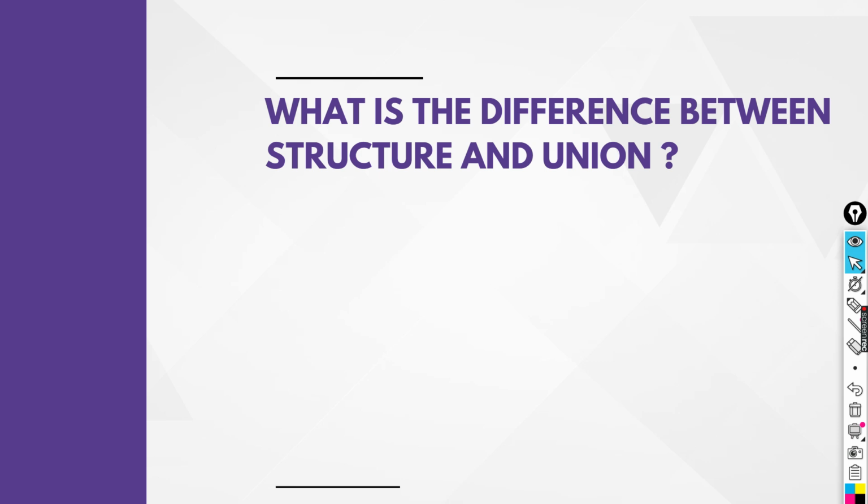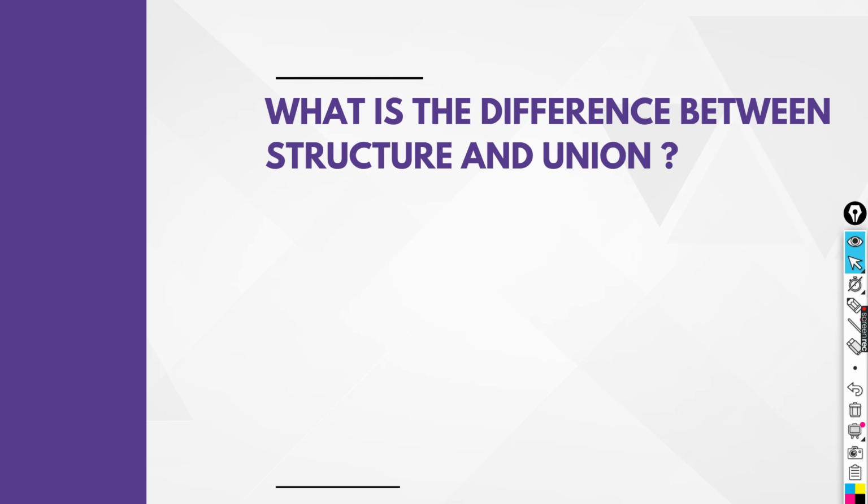Hello everyone. Let's see a C interview question. What is the difference between structure and union? In C, structures and unions are both used to group different types of variables under a single name, but they differ in how they store and manage memory.